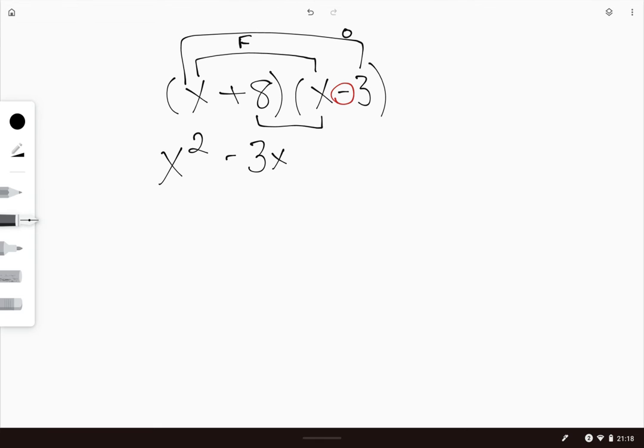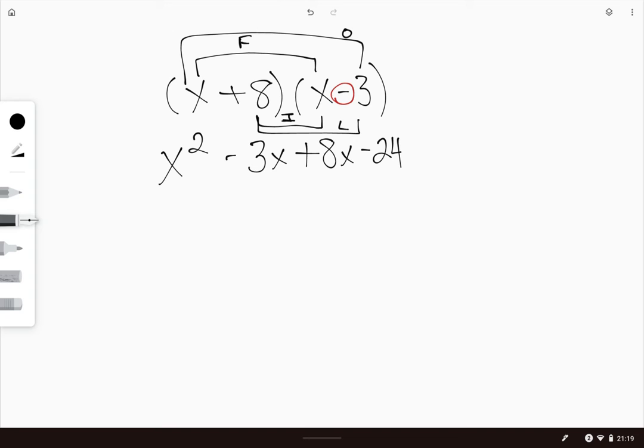Then I multiply the inner terms of the parentheses. So 8 times x is going to be plus 8x. And then I multiply these last terms. So again, 8 times a negative 3 is minus 24.